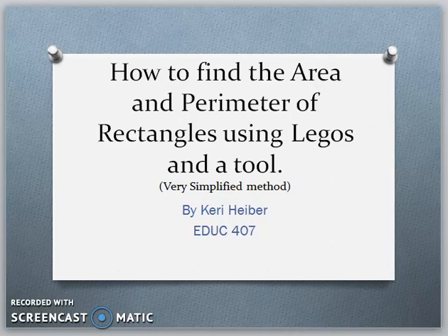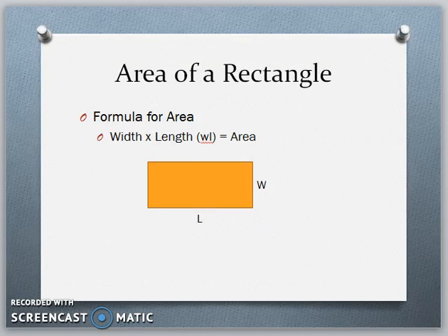Today I am going to show you how to use a very simplified method for finding the area and perimeter of rectangles. The area of a rectangle formula is width times length. What we are trying to find when we're looking for the area is the space inside the object or shape. In this case, it's a rectangle, so we are looking for the shaded area.